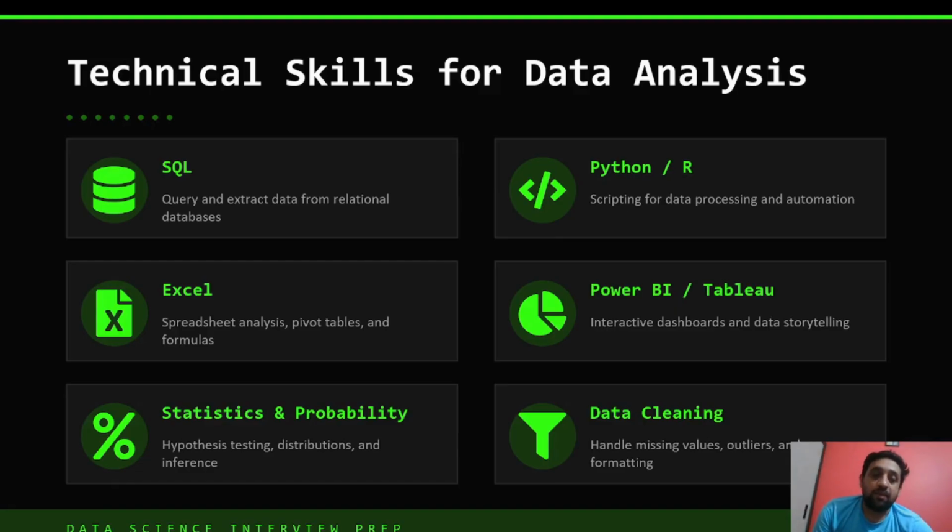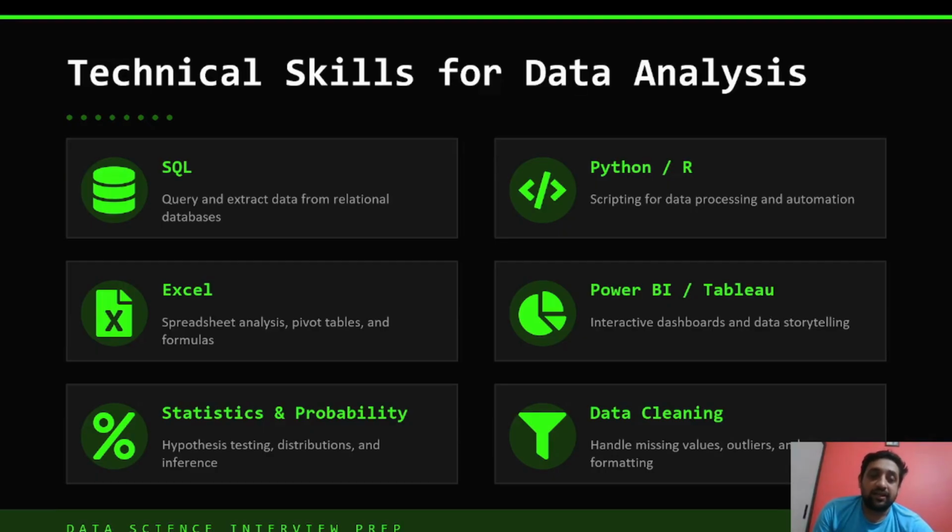Now, statistics and probability. This is what separates a good data analyst from a great one. You need to understand concepts like hypothesis testing, which helps you determine whether a result is statistically significant or just happened by chance. You need to know distributions like the normal distribution and binomial distribution, and understand concepts like p-values, confidence intervals, and statistical inference. Without this foundation, your analysis might look correct but lead to completely wrong conclusions.